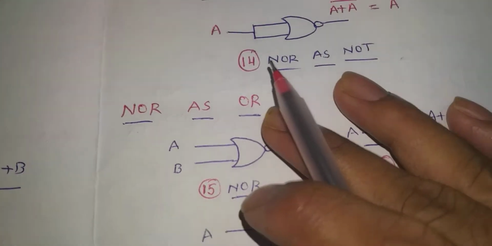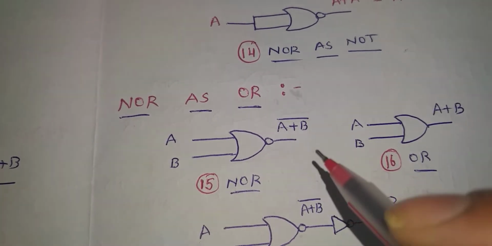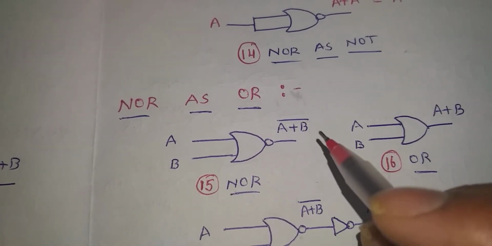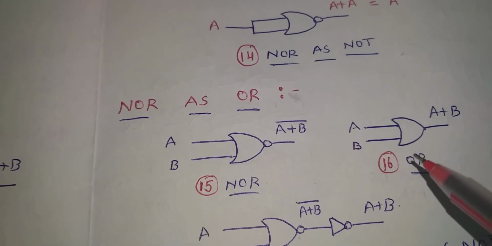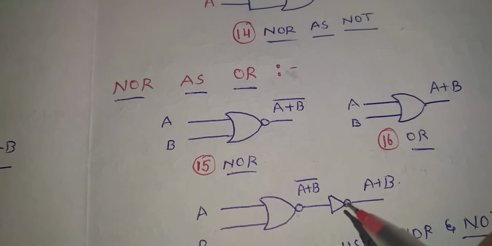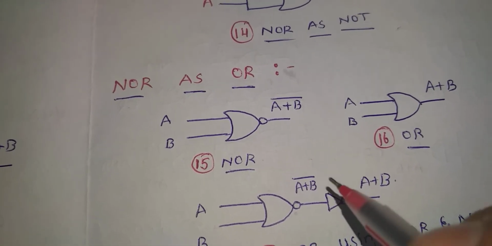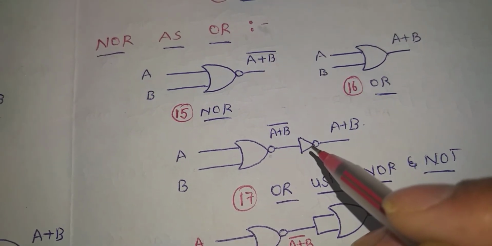Now we look at NOR gate as an OR gate. This is an OR gate based on the idea that if we connect an inverter here, then the complement is going to be cancelled. Then we can easily implement an OR gate using a NOR gate. This is the idea here. We have to connect a NOT gate. Is it clear? Now we know that a NOT gate can be implemented using a NOR gate.